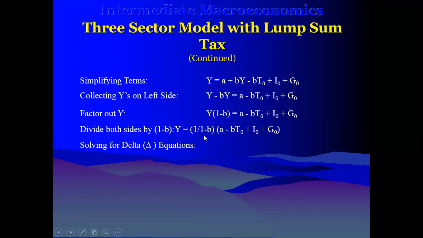And then, Marvin, how do we call the 1 over 1 minus b? The multiplier. Okay, in case you have a question, we normally represent it by k. This is a simple one because we are talking about the simple Keynesian model, using only the lump sum tax. So we'll be representing the 1 over 1 minus b by k.